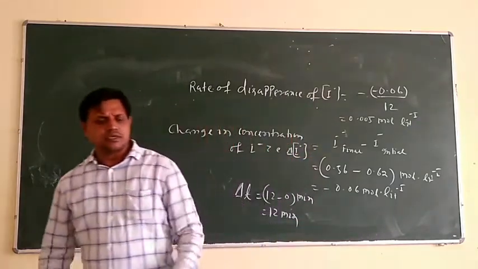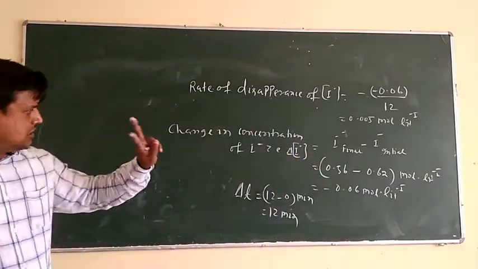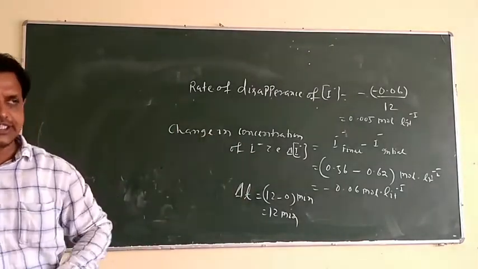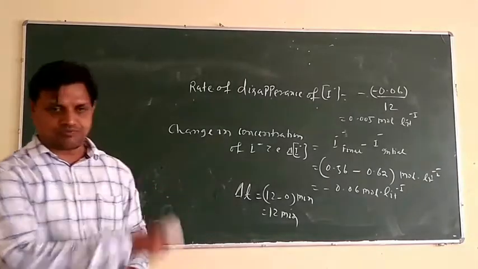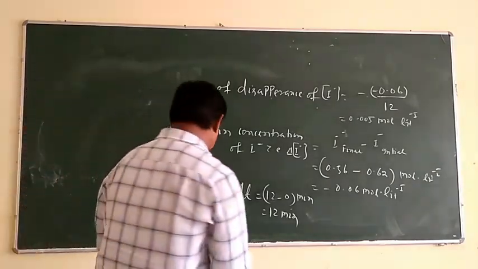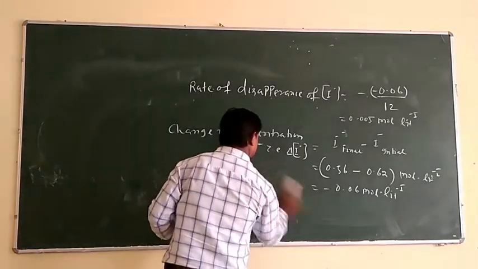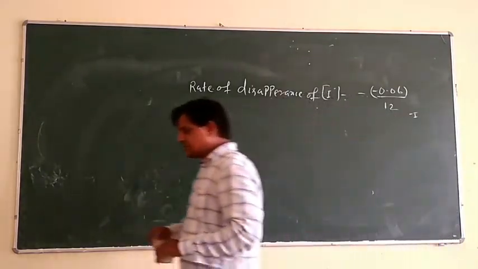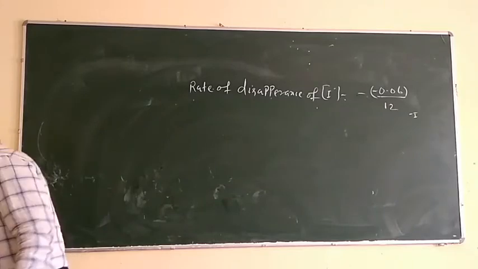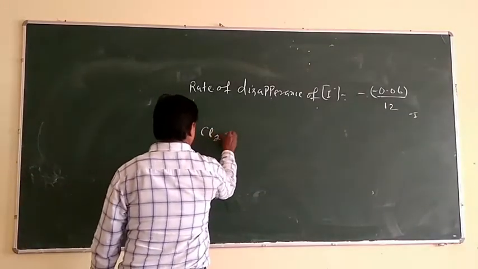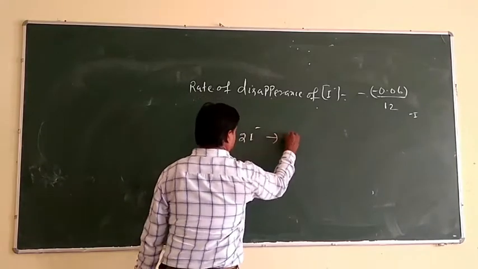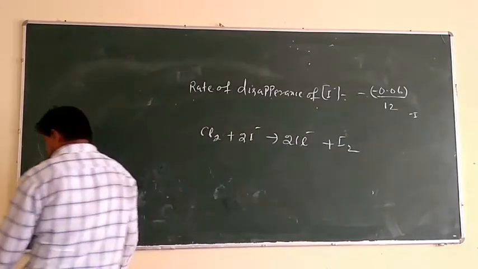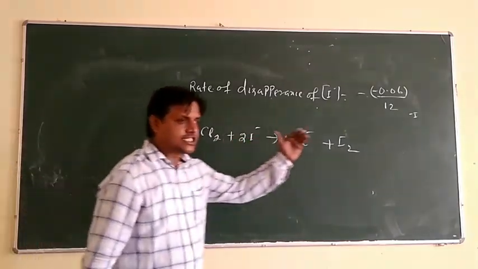Our question has two parts: the rate of disappearance of I minus ion, and the rate of appearance of I2. So how can we solve this? Again, write the equation and write the rate of disappearance. The equation is Cl2 plus 2I minus ion gives 2Cl minus ion plus I2. We have to write the differential rate expression of this equation.